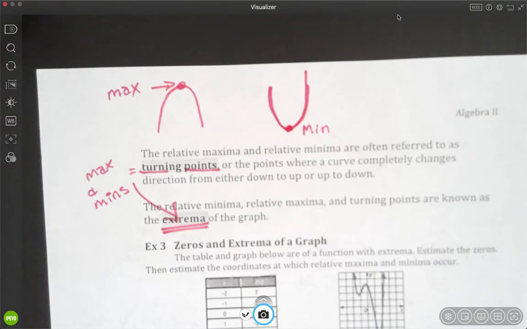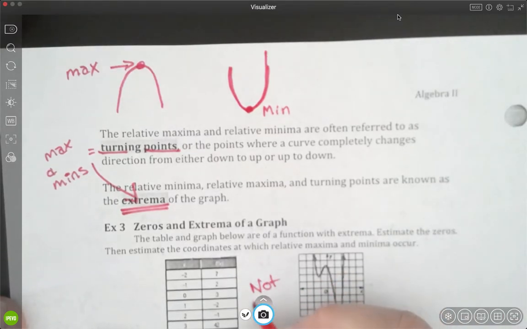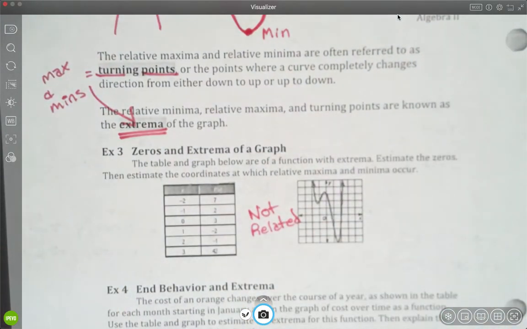All right, so let's talk about extrema on the graph. They only give us a table here. So the graph and the table below are functions with extrema. These two are not related. Like this table is not graphed in this function. Does that make sense? Those two are unrelated to each other, right?